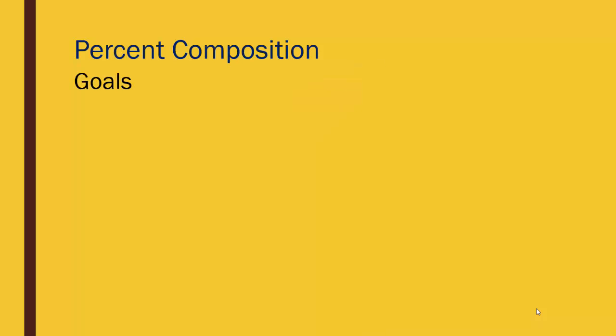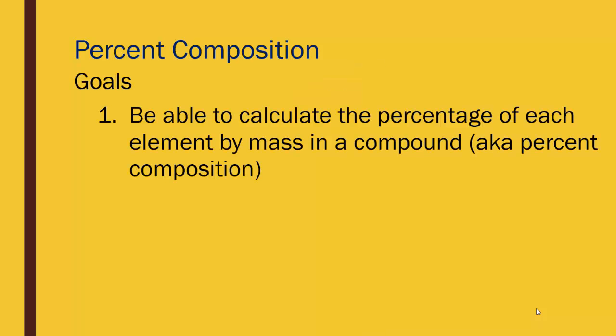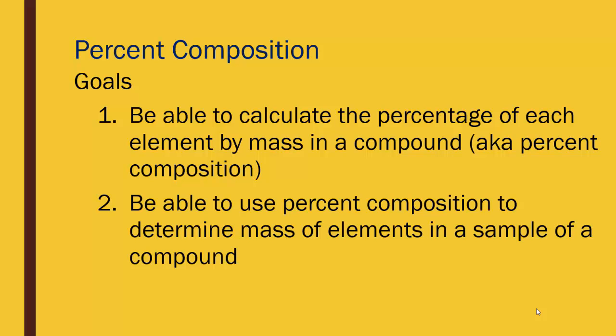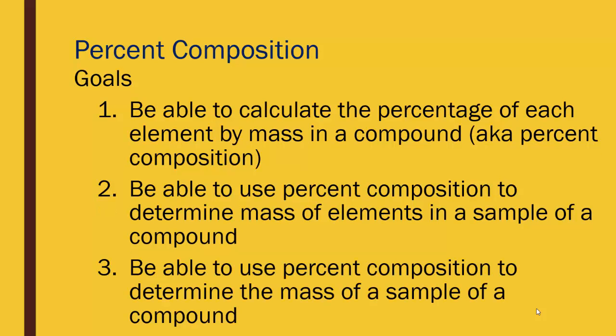We're going to set some goals for this section. The first is to be able to calculate the percentage of each element by weight in any compound. This is the percent composition. The second is to be able to use the percent composition to determine the mass of elements in any sample of a compound. And thirdly, to be able to use percent composition to determine the mass of a sample of a compound if you're given other information.